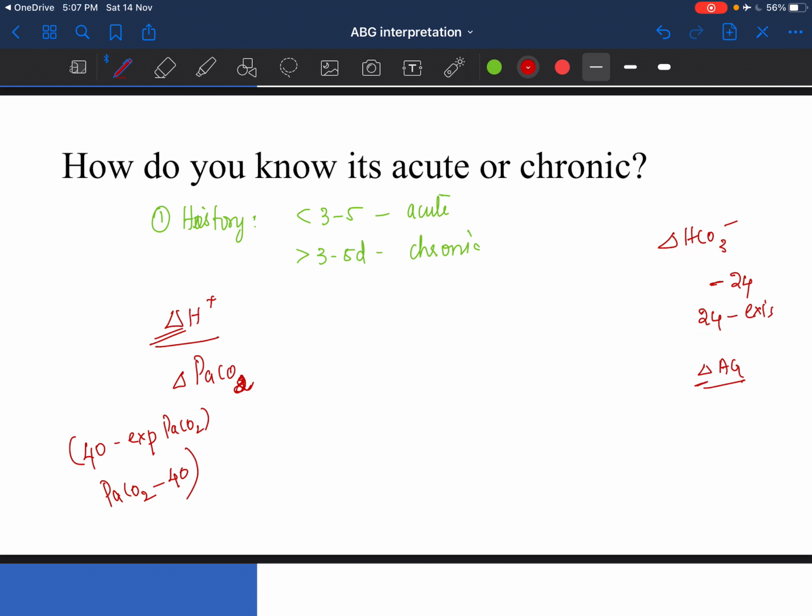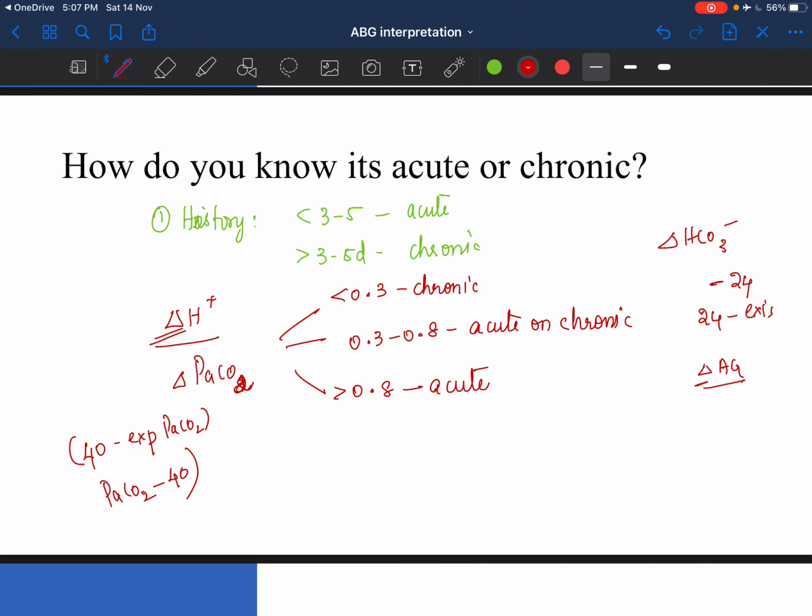So delta means difference. If this delta hydrogen ion concentration divided by your delta PaCO2 is less than 0.3, it means chronic. If it's more than 0.8, it is acute. If it's between 0.3 to 0.8, it's acute on chronic. Okay. So less than 0.3 is chronic, more than 0.8 is acute, and 0.3 to 0.8 is acute on chronic respiratory problem.